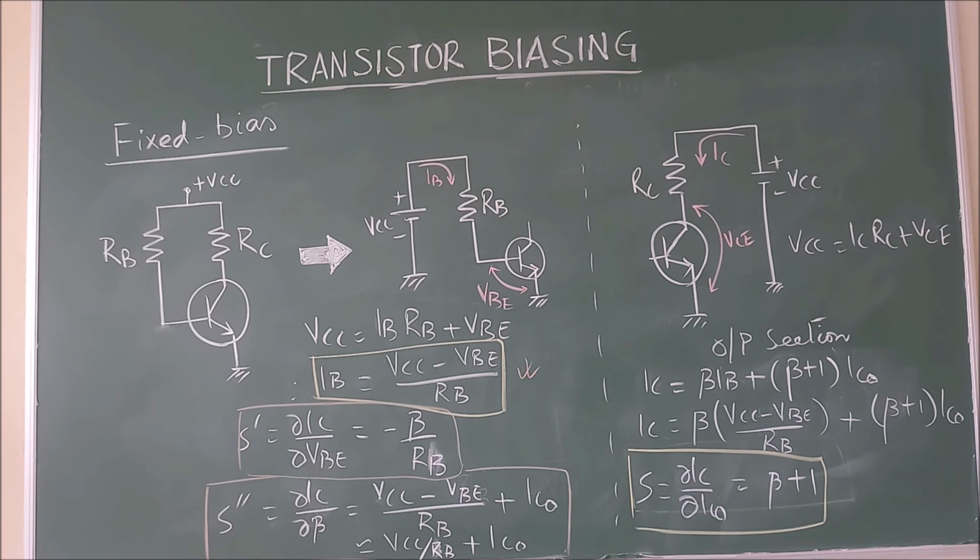So with respect to VBE and beta, the stabilization is improved, and with respect to ICO, it is very poor stabilization. So we move to the next biasing circuit, that is collector to base bias.